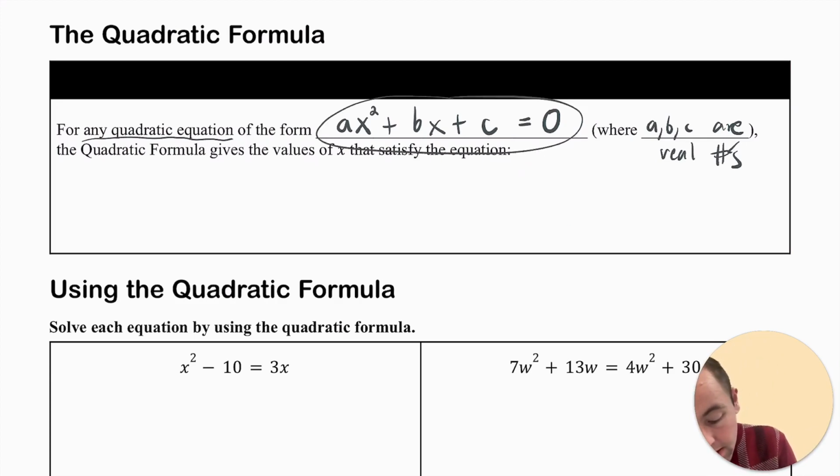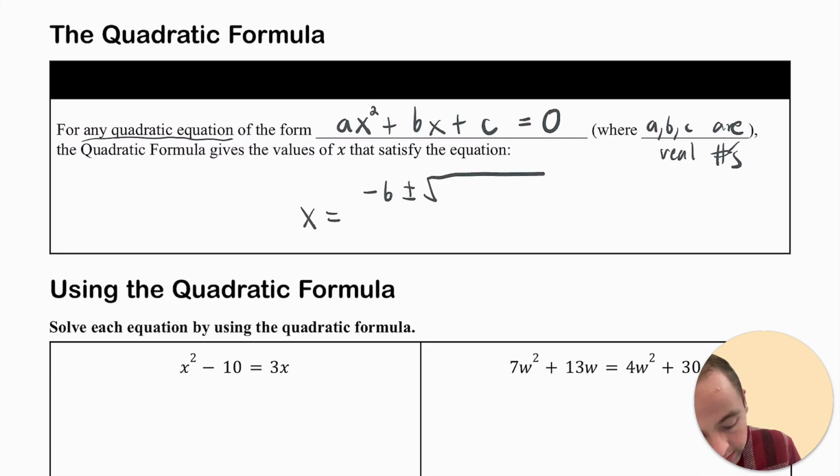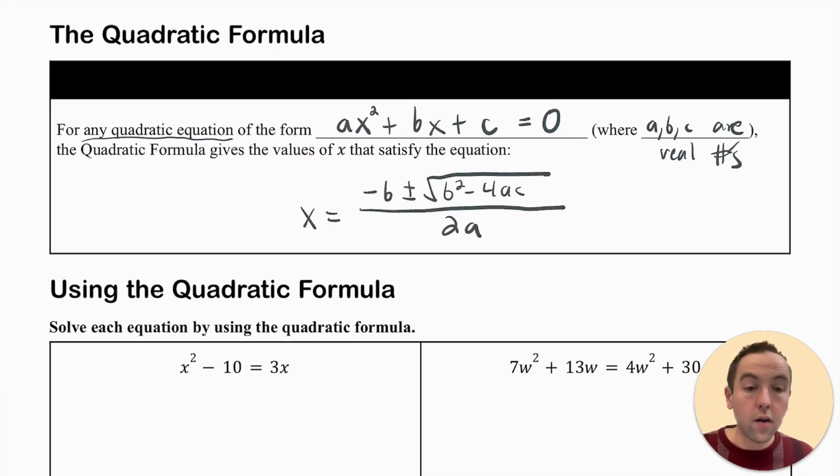So based on that, x is going to be equal to negative b plus or minus the square root of b squared minus 4ac all over 2a. And that gives us the quadratic formula.